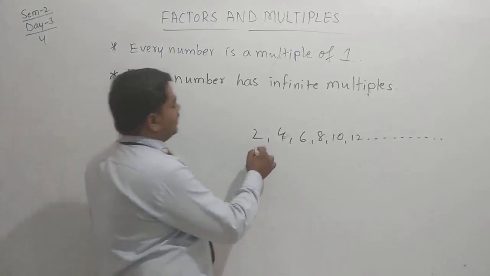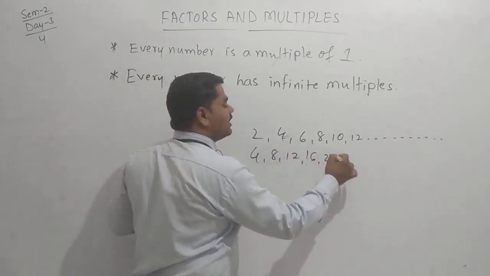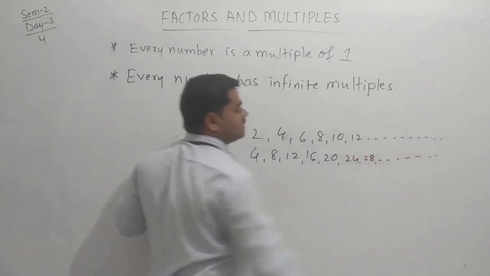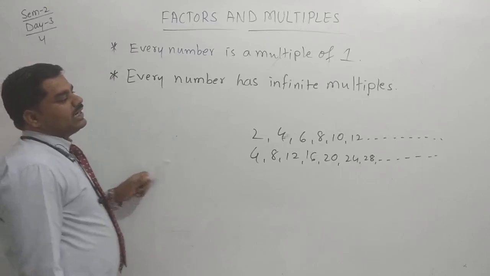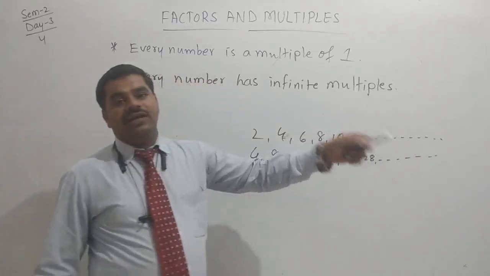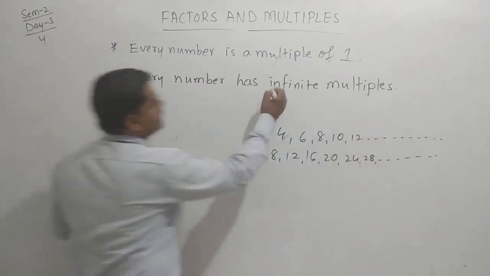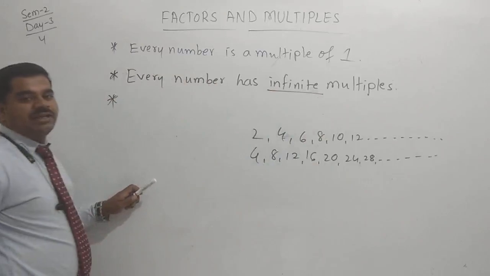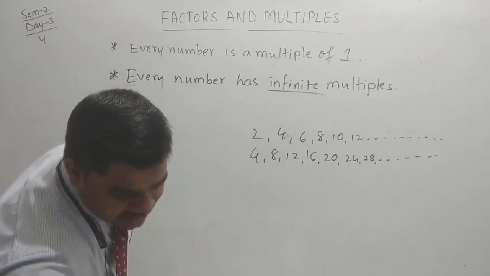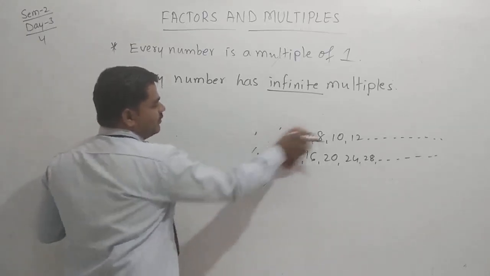Like that only, multiples of 4: 4, 8, 12, 16, 20, 24, 28, like this it continues. These are endless. Endless means we cannot count. There is no end of the multiples, and for that only we say the word infinite. Infinite means there is no end. One more, multiples means these are the tables only. That's it, it does not end. Tables only.